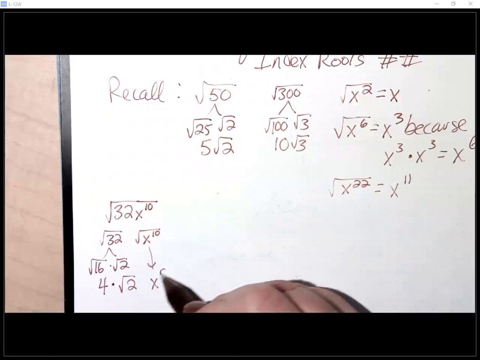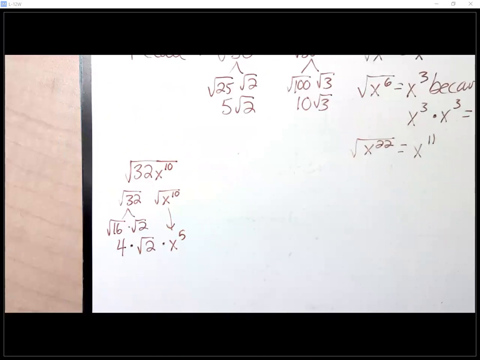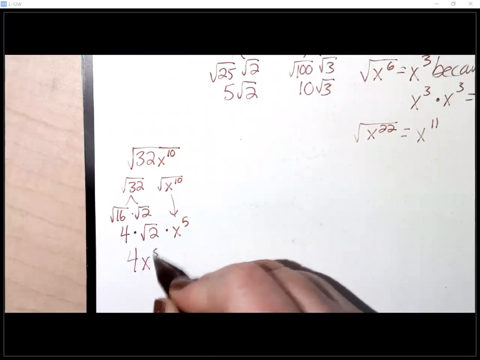Remember that this is all multiplication. So if I want to write this answer all nice and neat, I'm going to multiply anything that's not in a square root together, and that goes first. And then anything that would be left in the square root is going to get multiplied together and stay at the end. So this answer just looks like this in the end, 4x to the 5th, and then I stick that root 2 on the end like that.